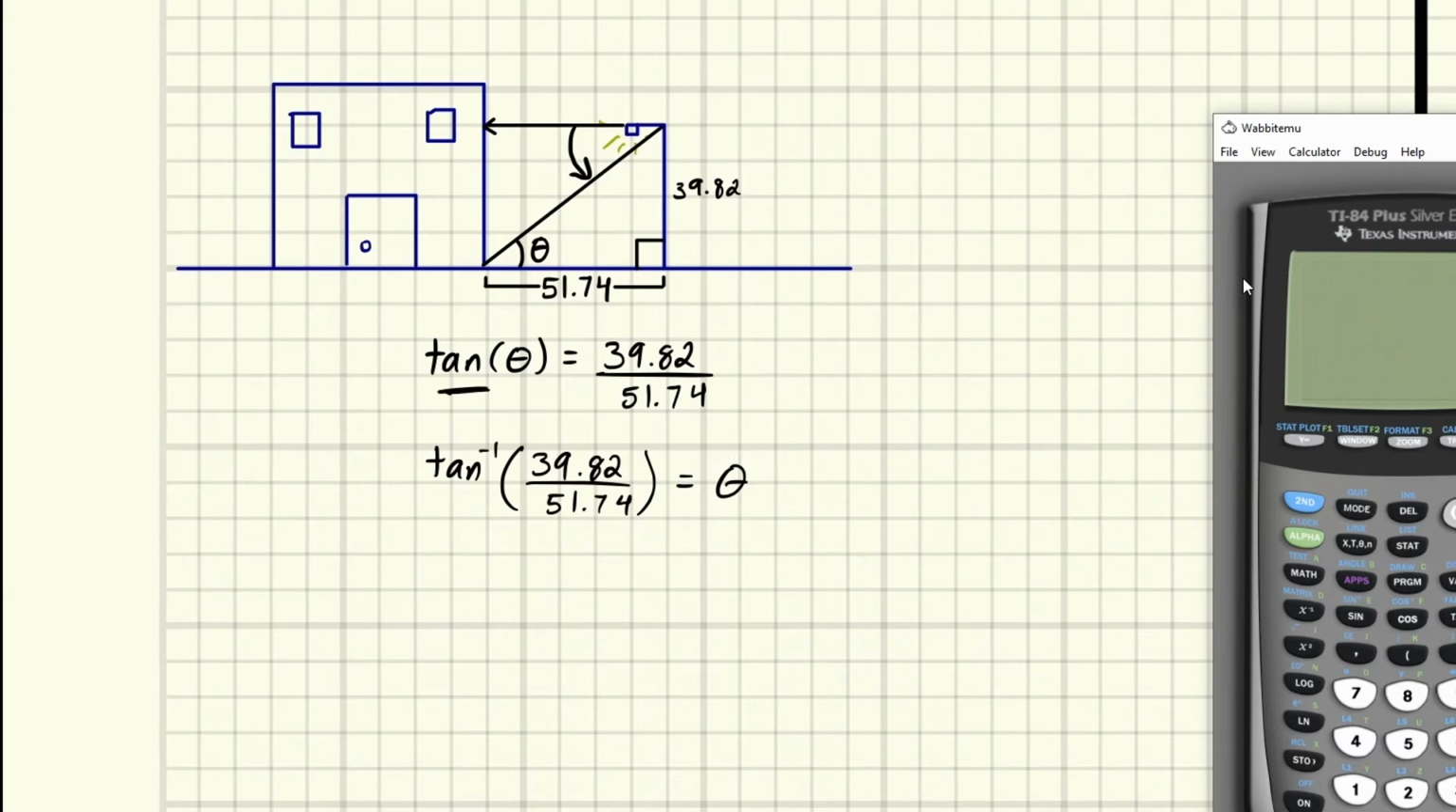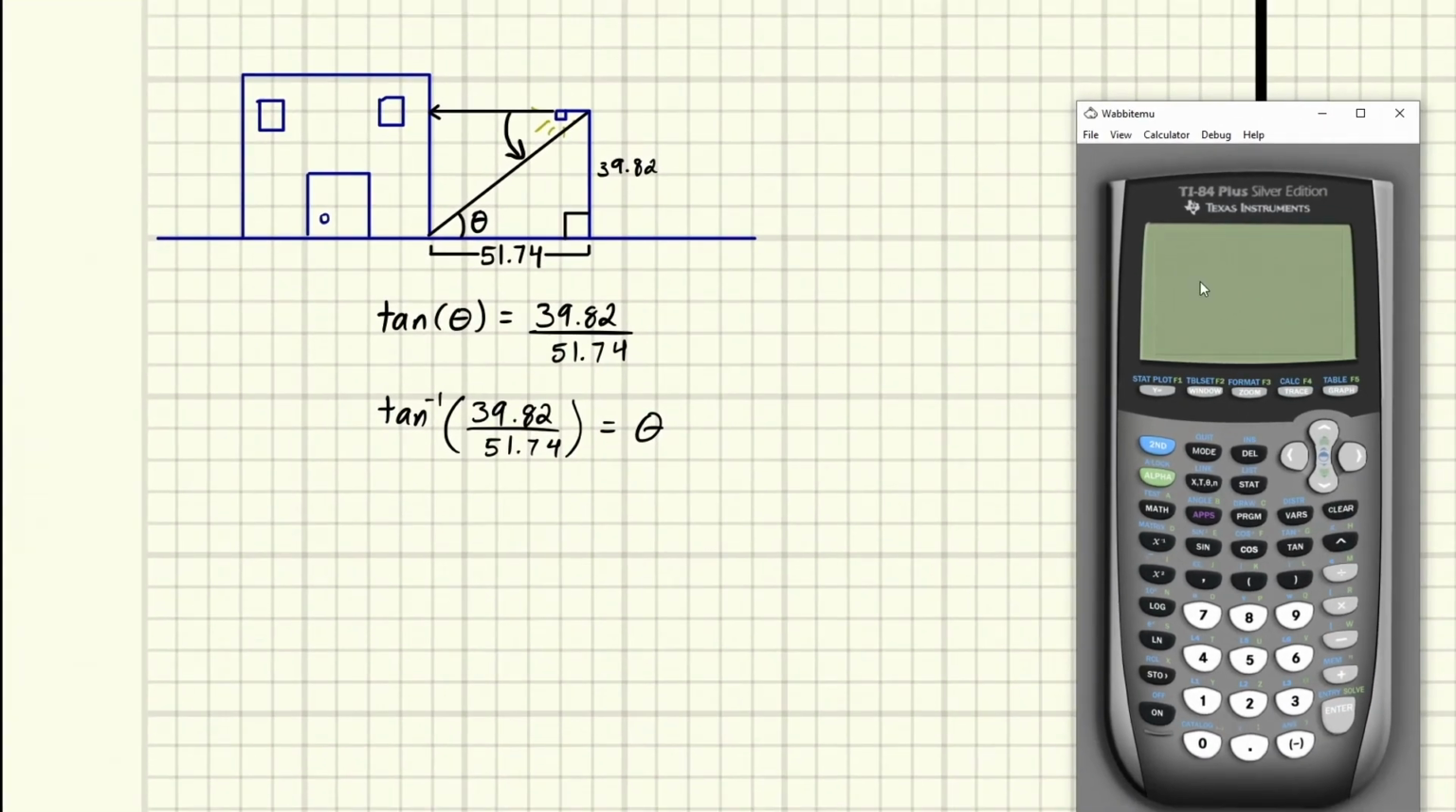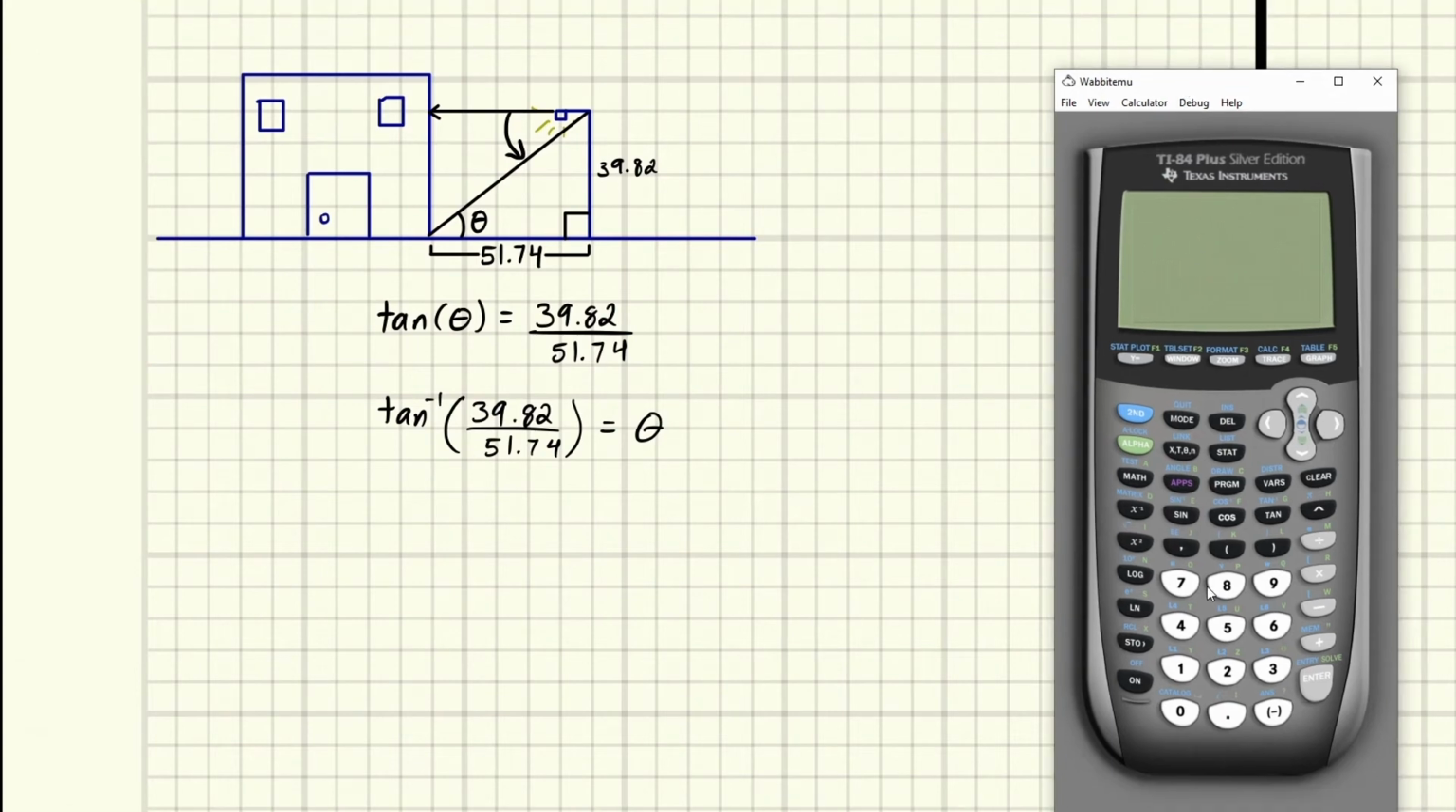So this we can use a calculator for. We have a tangent inverse function right here at the front. Most calculators do. So we're going to take a tangent inverse of this.